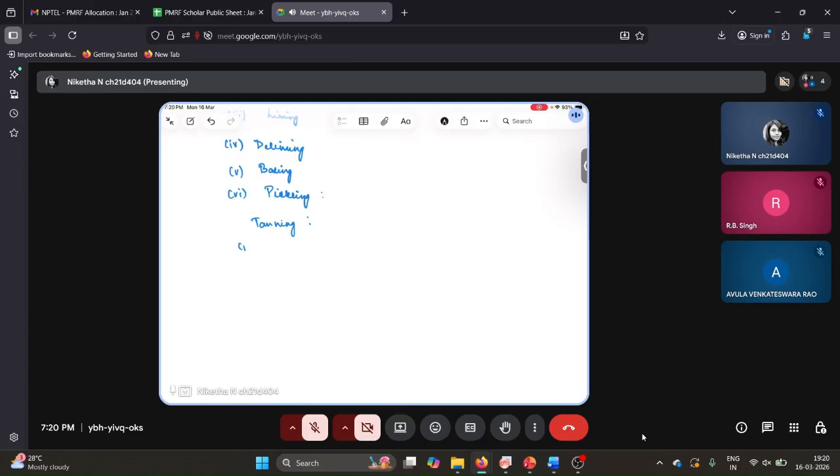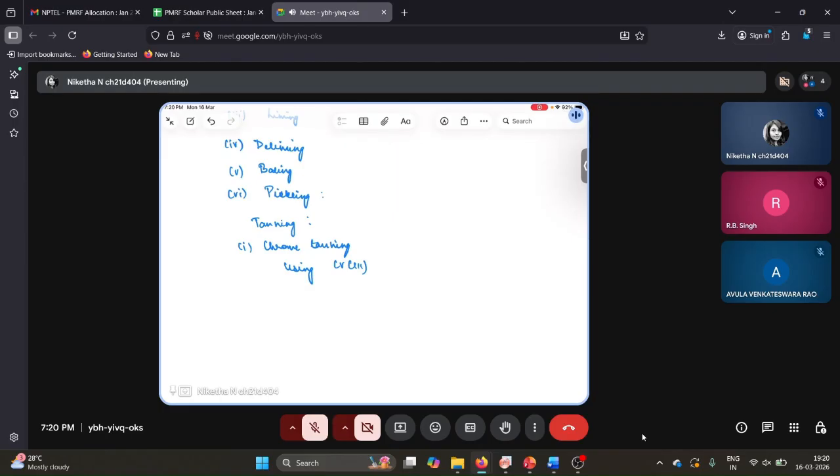So there are two types of tanning. The first one is chrome tanning. Chrome tanning is done using trivalent chromium, or chromium 3+. The chromium 3+ solution will be prepared, and the skin will be allowed to soak in that solution for about 24 hours, and then it will be taken for bleaching.